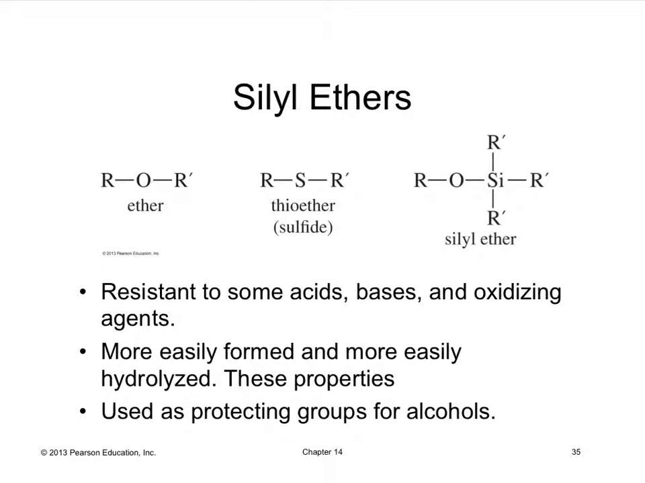Silyl-ethers. So we've talked about ethers, thioethers, and silyl-ethers are as such here, right? So you have a silicon group next to an oxygen of the alkoxide here. These are resistant to some acids, bases, and oxidizing agents. They're more easily formed and more easily hydrolyzed. They're used as protecting groups for alcohols, shown here. So this would be an alcohol, and this would be the protecting group.